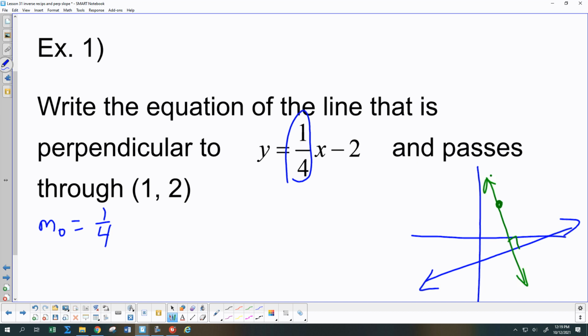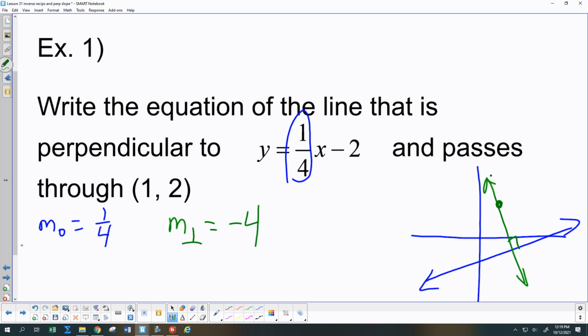Caleb, what is my perpendicular slope? Perfect. Thumbs up, thumbs down. Everybody good with that much? All I needed was the original slope, so I could turn it upside down and change whether it's positive or negative, and then use that for my final answer.